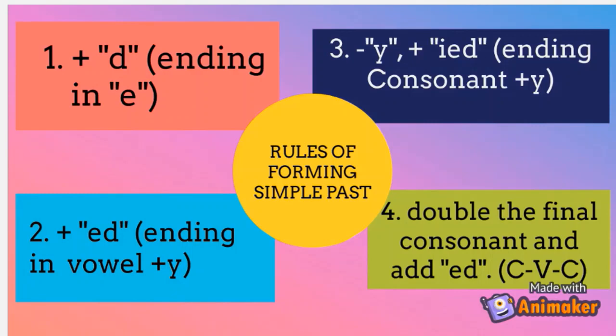And number 4, double the final consonant and add ED for words ending in the sequence consonant, vowel, consonant. Okay? For example, the word stop, the last 3 letters. If you see from the end, P-O-T, it's in the sequence consonant, vowel, consonant. So you have to double the letter P. And it becomes stopped. Alright? Am I clear?